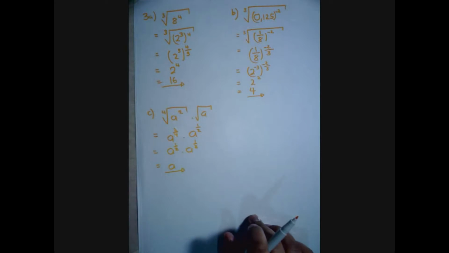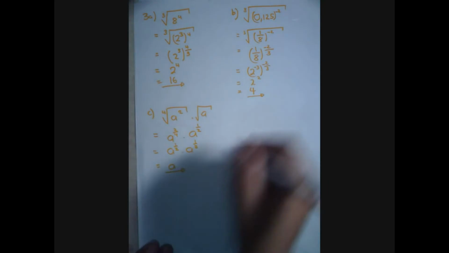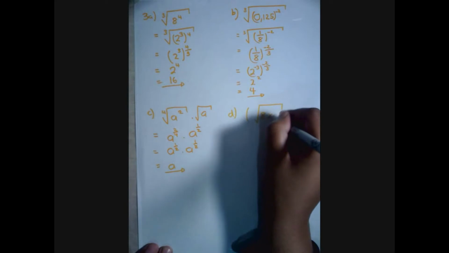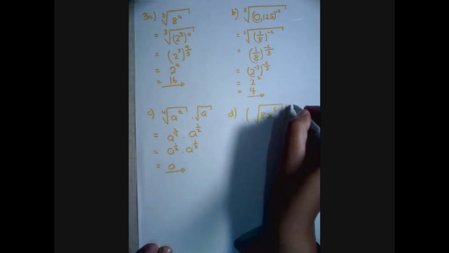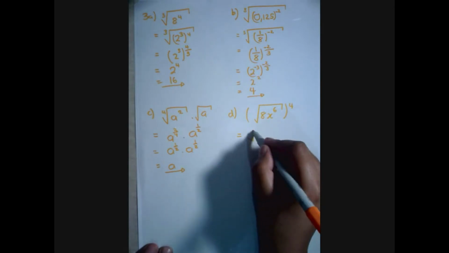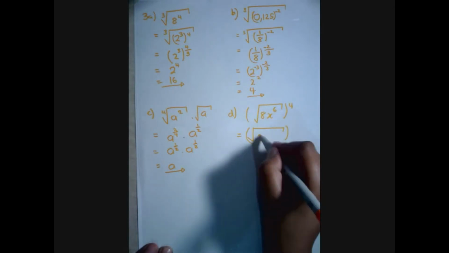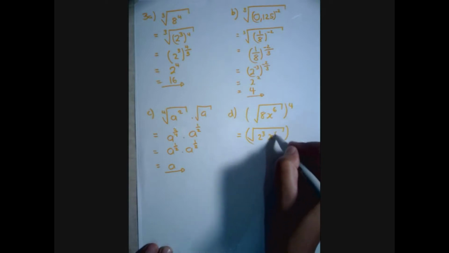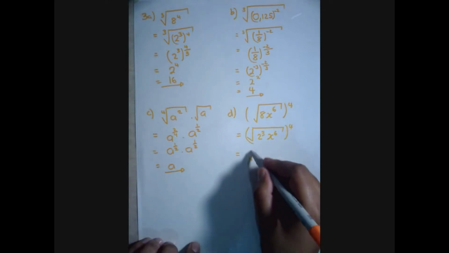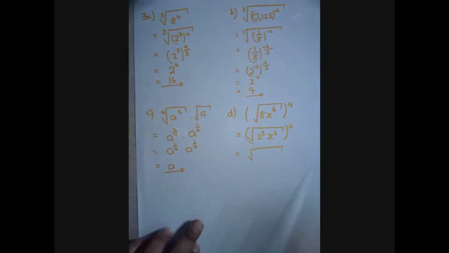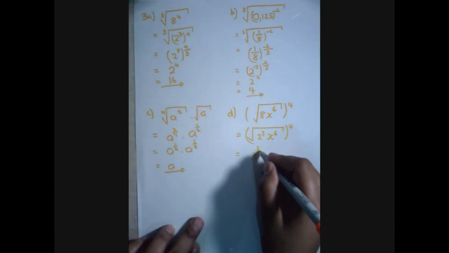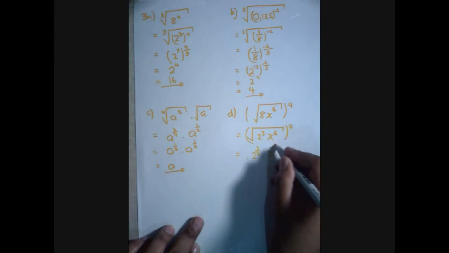Alright, and my next one is D, which is 8x to the power of 6 all to the power of 4. So now I'm going to say same thing, prime factorize. When I prime factorize, 2 to the power of 3, x to the power of 6. Then I must get rid of the root. So let me get rid of this. So I get rid of the root, it is going to be 2 to the power of 3 over 2 times x to the power of 6 over 2.